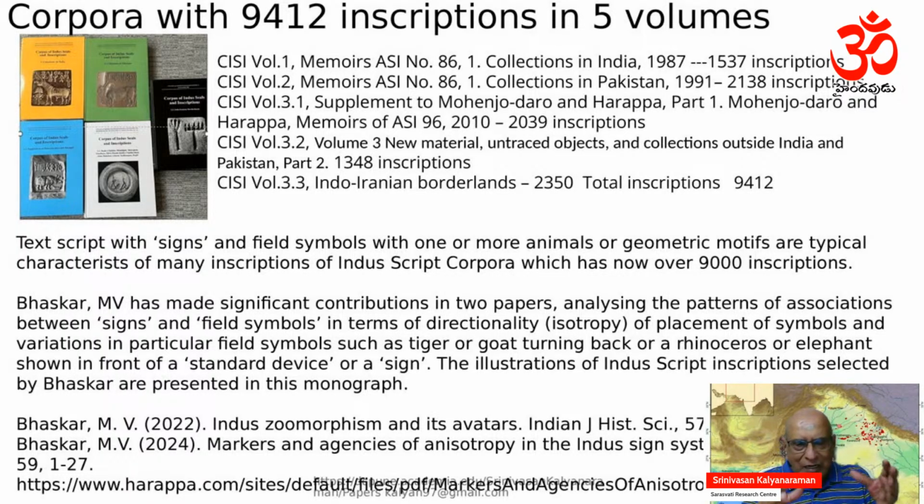The text script with signs and field symbols, with one or more animals or geometric motifs, are typical characteristics of many inscriptions of the Indus corpora. Bhaskar has made significant contributions in 2 papers, analyzing the patterns of associations between signs and field symbols in terms of directionality or placement of symbols, and variations in particular field symbols such as a tiger or goat turning back, or a rhinoceros or elephant thrown in front of a standard device or a sign. The illustrations of Indus inscriptions selected by Bhaskar are presented in the monograph. The 2 monographs are linked in Harappa, URL given.